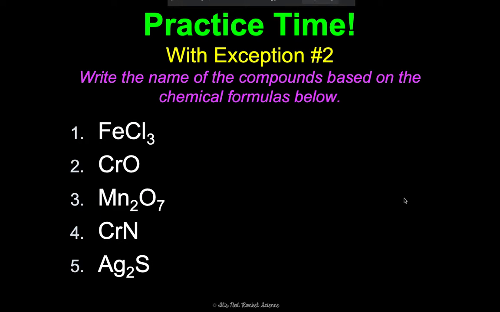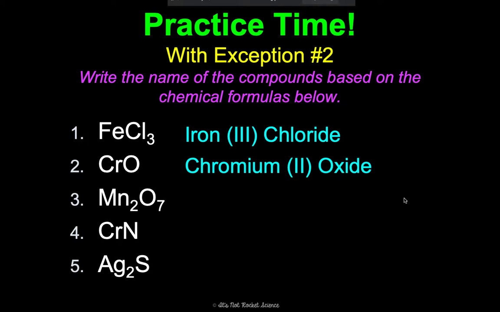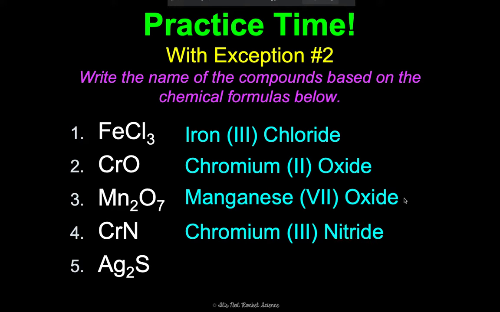You've got 5 different examples here. Go ahead and pause, figure these out, and then I'll give you the answers in just a second. Okay, so number 1 is iron 3 chloride. Number 2 is chromium 2 oxide. Number 3 is manganese 7 oxide. 4 is chromium 3 nitride. And 5 is silver 1 sulfide.